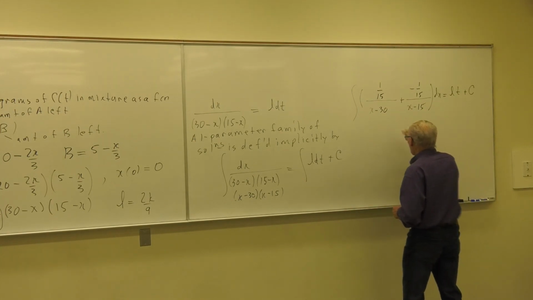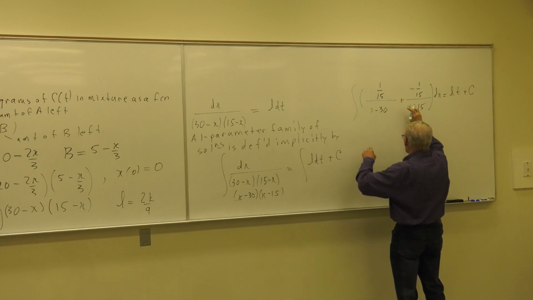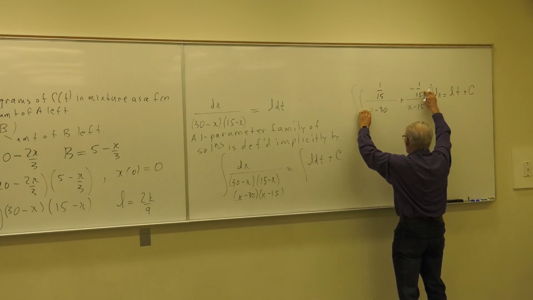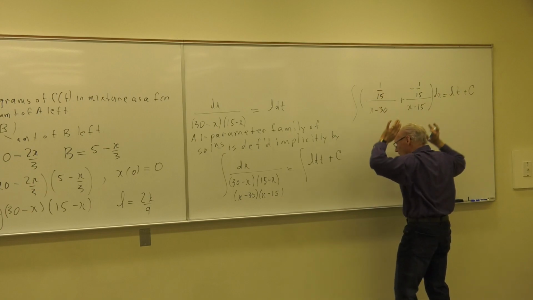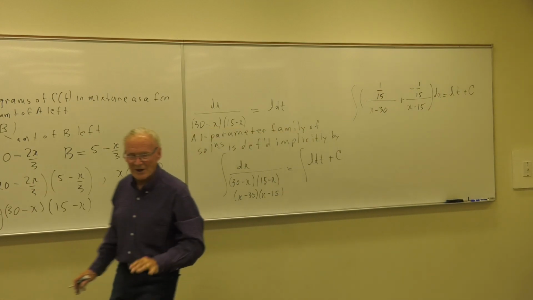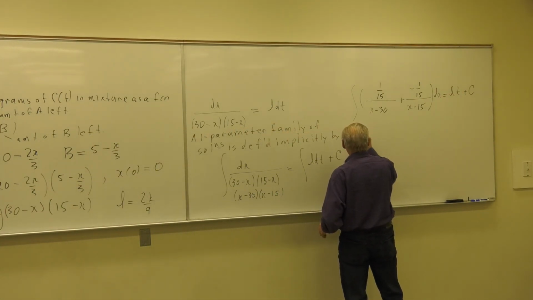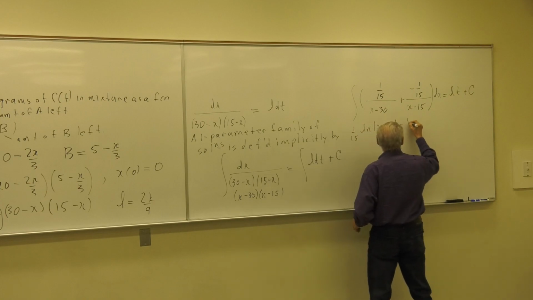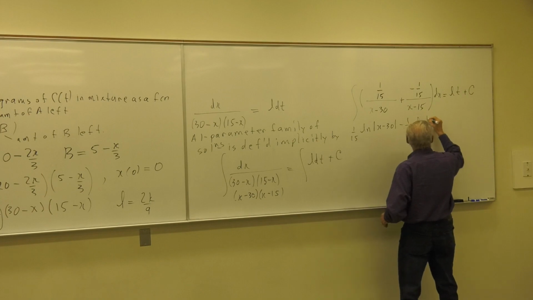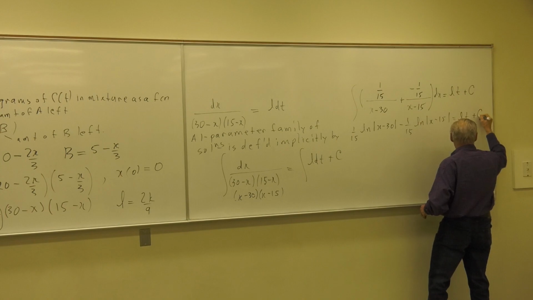Let's check. This one times this one plus this one times this one had better give me 1. That one times that one gives me those x's, and those x's cancel. This one times this one gives me what? 2. This one times this one gives me 1, 2 minus 1. Looks good, right? There's our partial fraction decomposition, and we can now proceed to integrate: 1 over 15, the logarithm of x minus 30, minus 1 over 15, the logarithm of x minus 15, is equal to Lt plus C.